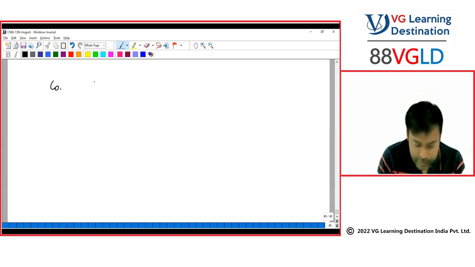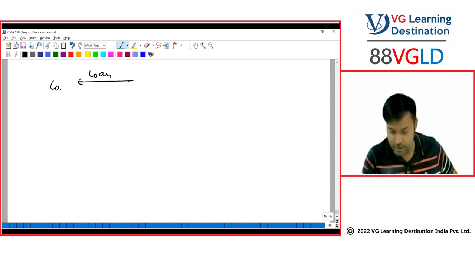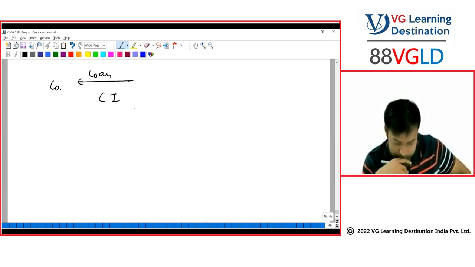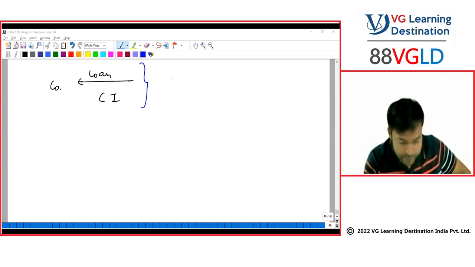Company is taking a loan. Company is taking a loan, everyone. CI or CO? CI or CO? CI? Correct. Which activity is that going to be? Loan. If it is loan, it is going to be FA. Absolutely correct.